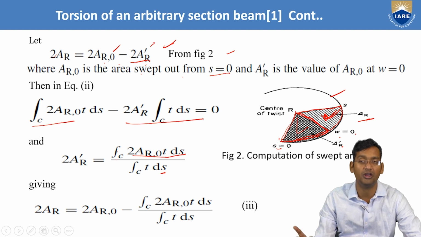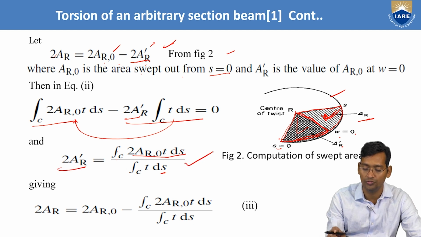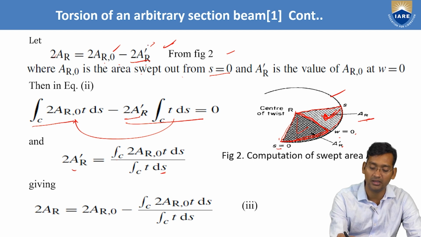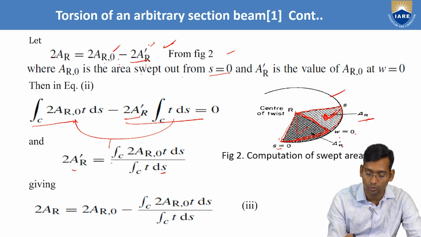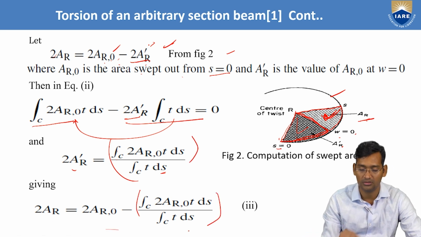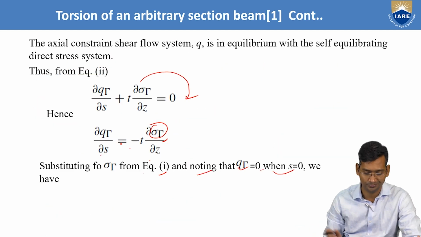Now here we have to find AR. Right. So take AR, this will get divided here. So 2AR dash equals this one. Right. Now substitute this 2AR dash back here. So now 2AR equals 2AR comma 0 minus this whole term. So let's see here, 2AR equals 2AR comma 0 minus this whole term. So now we have the 2AR value.